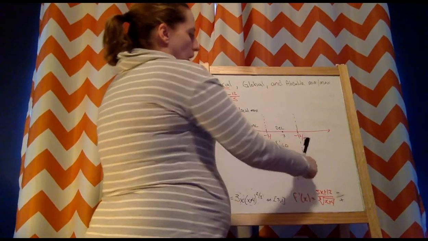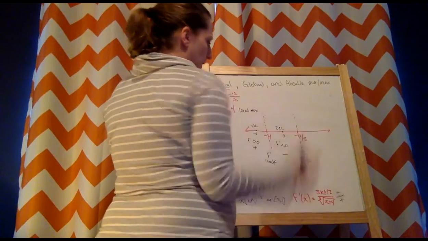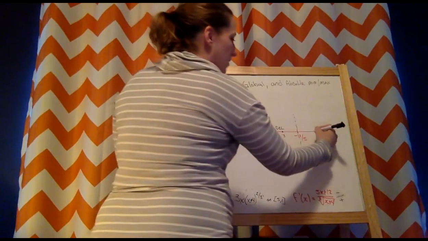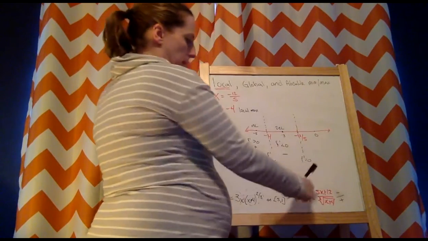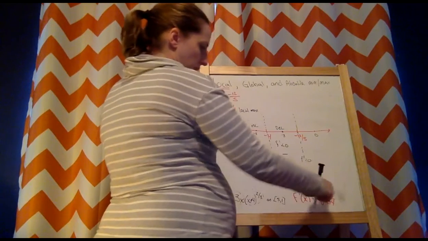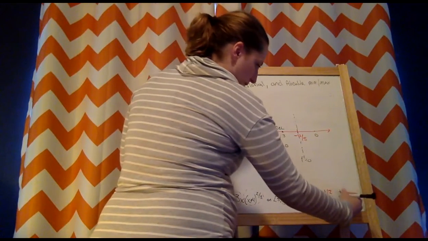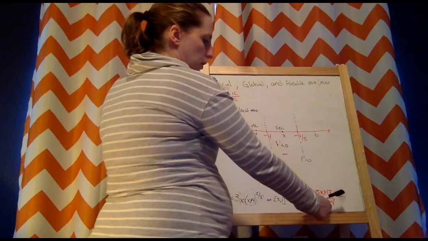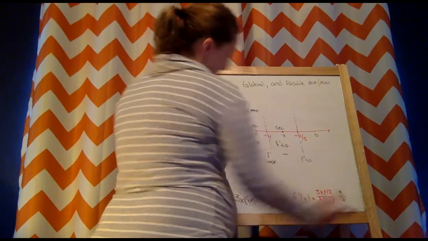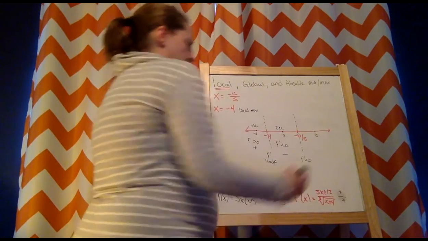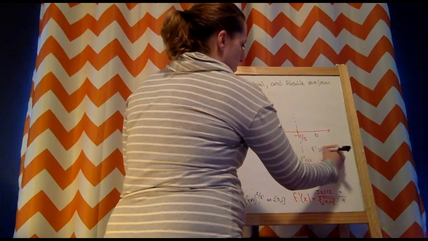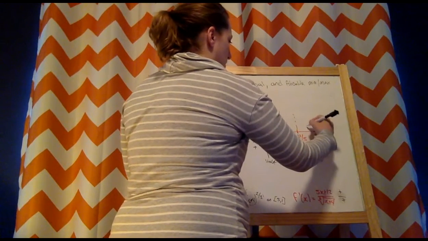Okay, now picking something over here, I like to pick easy values like, hey, 0. When I plug 0 into the derivative, I'll get 12, which is positive, over the cube root of 4, which is a weird number, but it's positive. Positive divided by positive means my derivative is positive, so I'm increasing.